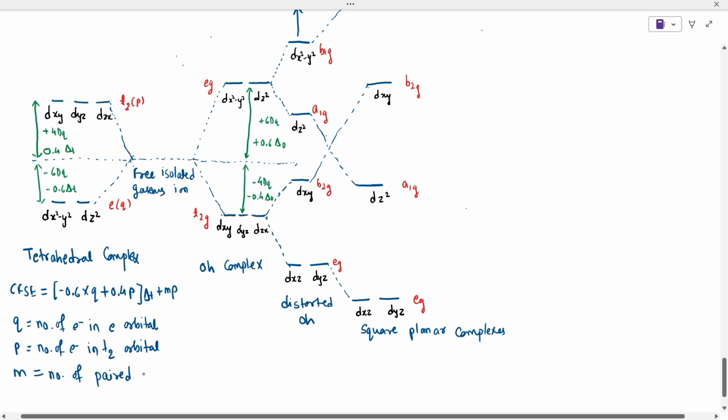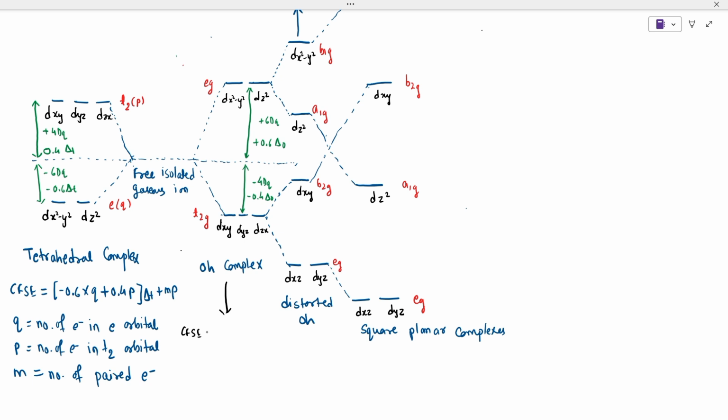It varies in strong field and weak field ligand. Similarly, for octahedral complexes, we have the CFSE formula, that is plus 0.6 Q minus 0.4 P delta O plus m into P. Here same, Q is the number of electrons in the eg orbital, P is the number of electrons in the t2g orbital, and m is the number of paired electrons.